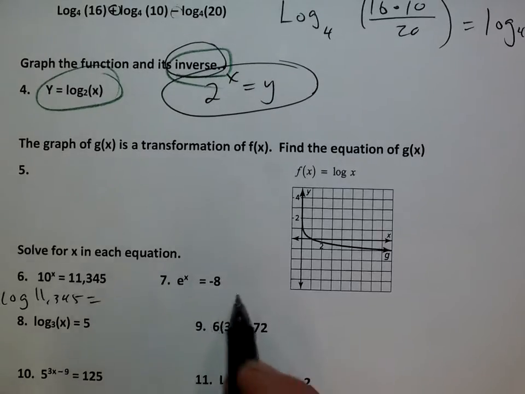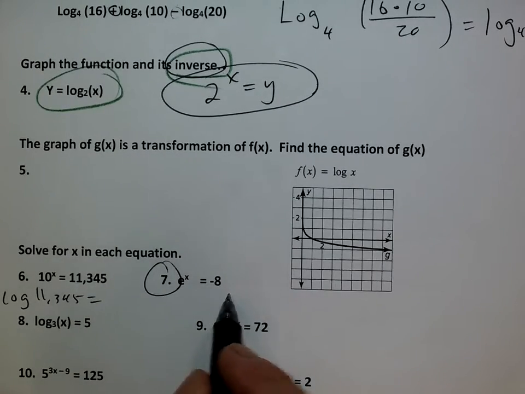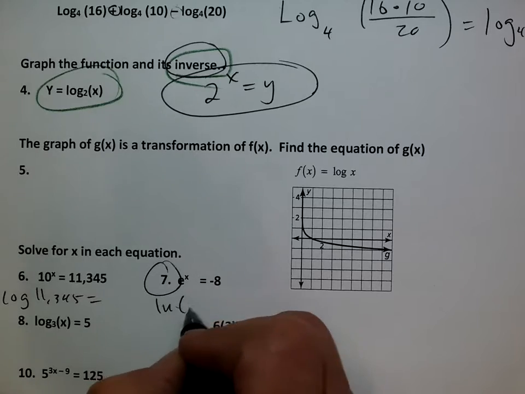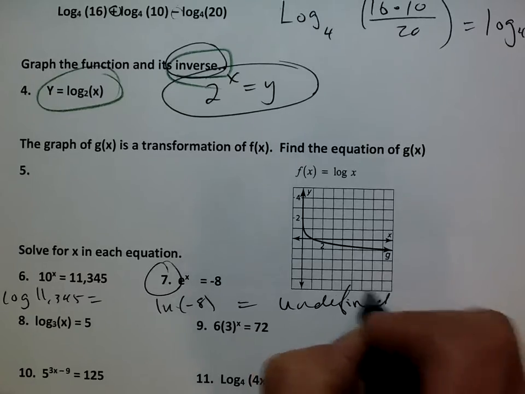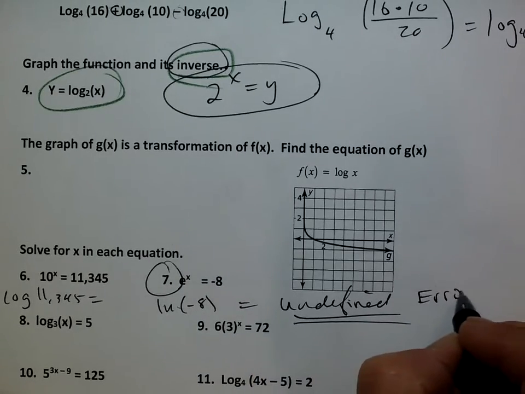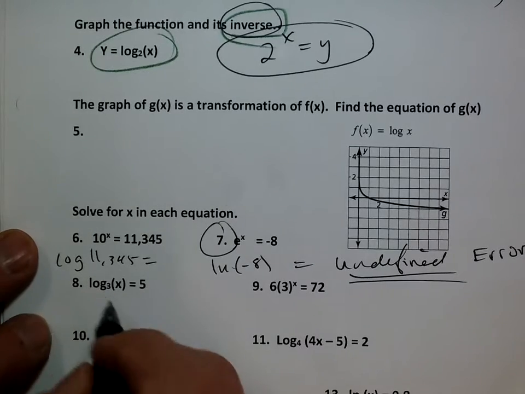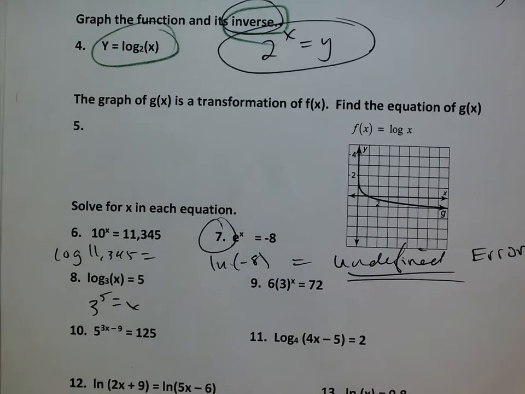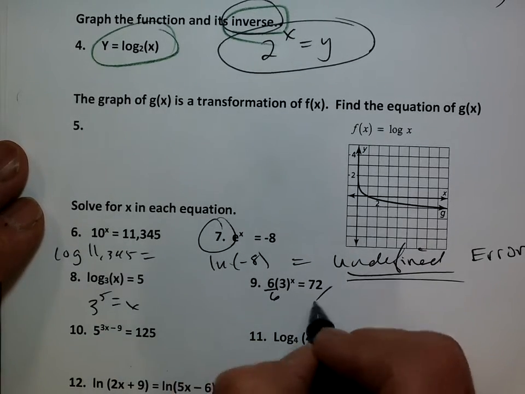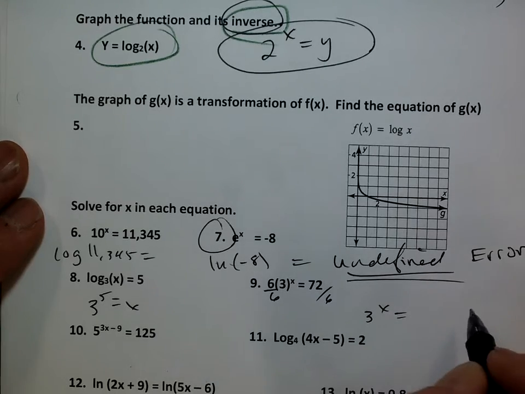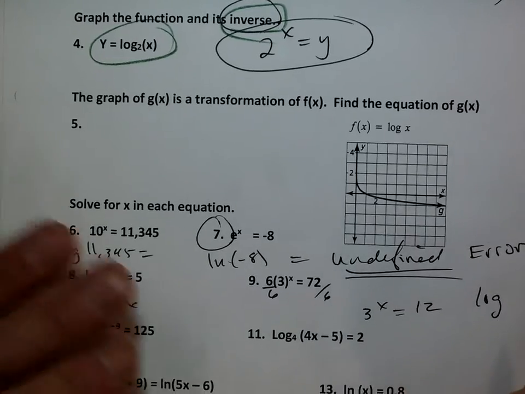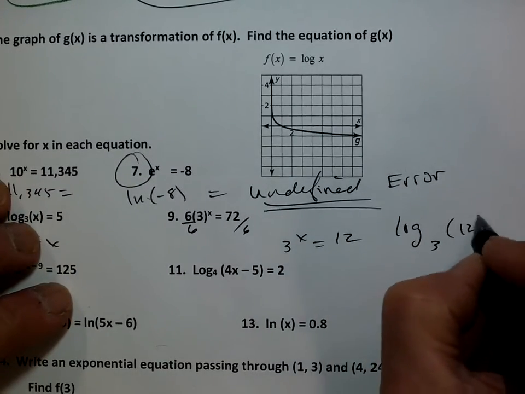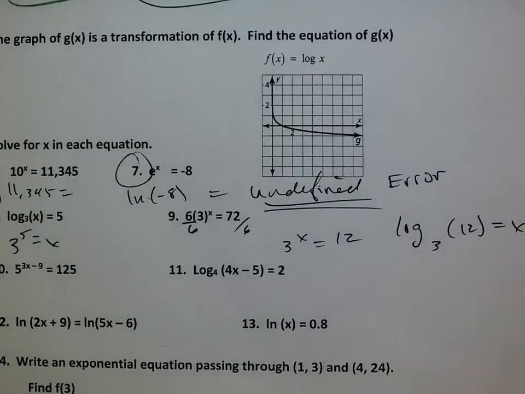Okay. Number 7 is a trick question because you cannot do a log of a negative. If you try to do natural log of -8, you're going to get an error. So this one's undefined. It is a domain error. Okay? Go ahead and check that out. Number 8's easy. It's just 3 to the 5th equals x. I don't know, 243, I think. Number 9, you have to divide by 6 first, okay? Then you get 3 to the x equals, what's that, 12. Then take the log of both sides. You get log base 3 of 12 equals x. Okay, and use your calculator.